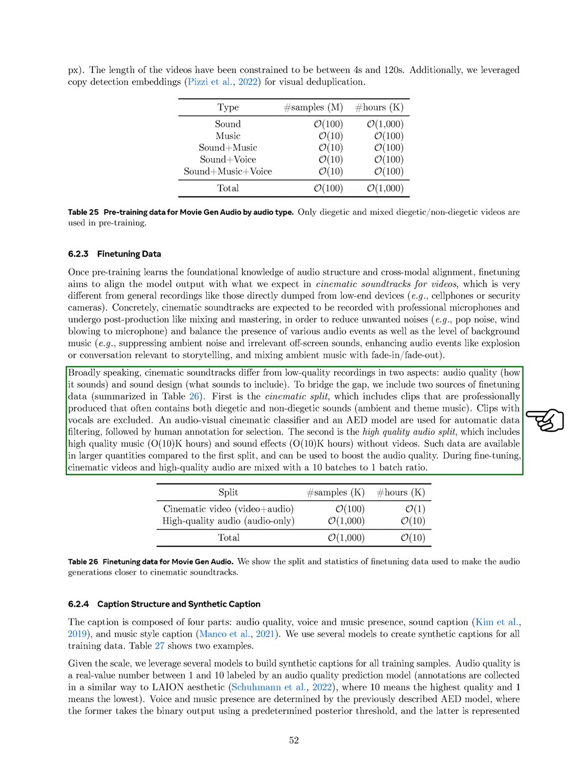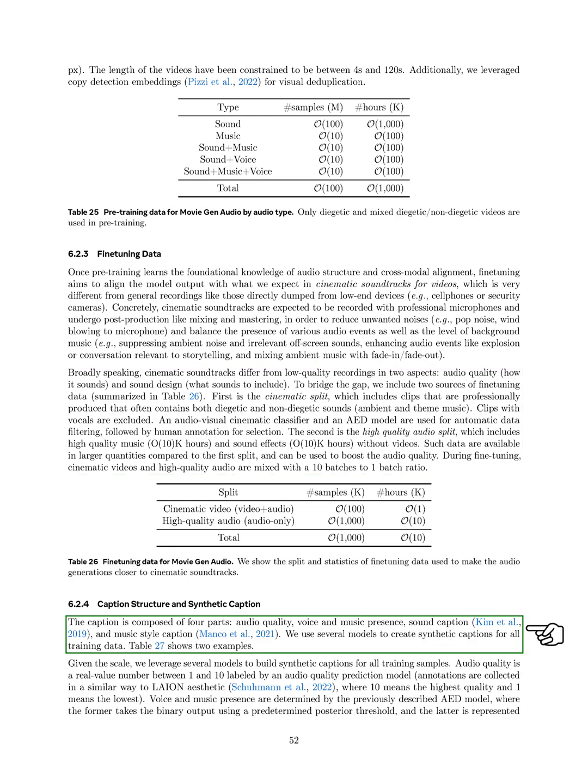The second source is high-quality audio, which consists of high-quality music and sound effects without accompanying videos. This data is more abundant and helps enhance audio quality. During fine-tuning, we mix cinematic videos with high-quality audio at a ratio of 10 batches to 1 batch. Regarding caption structure, we create captions that include audio quality, voice and music presence, sound description, and music style.